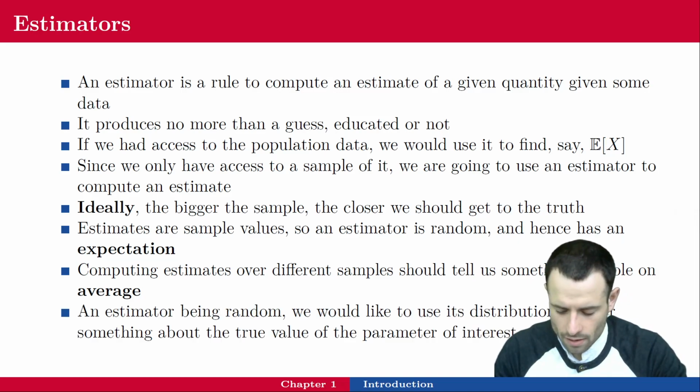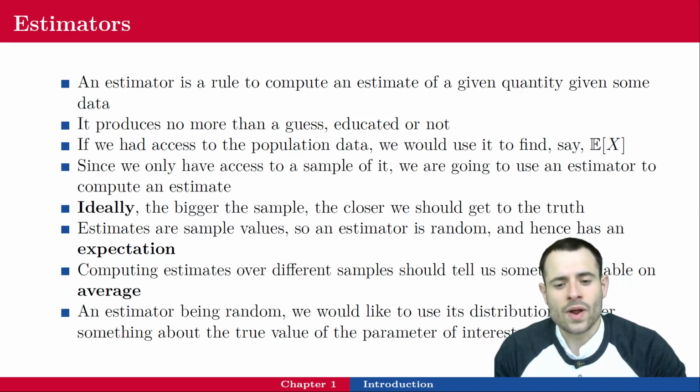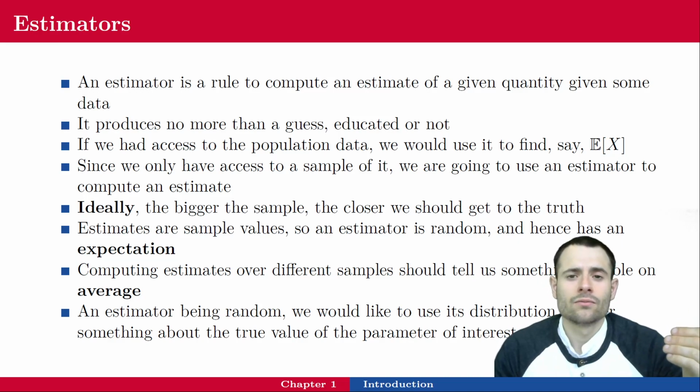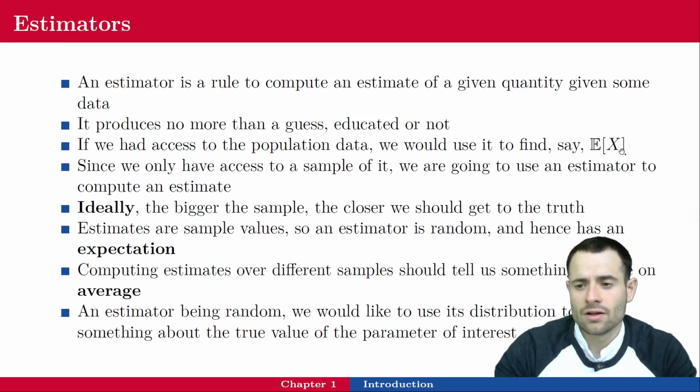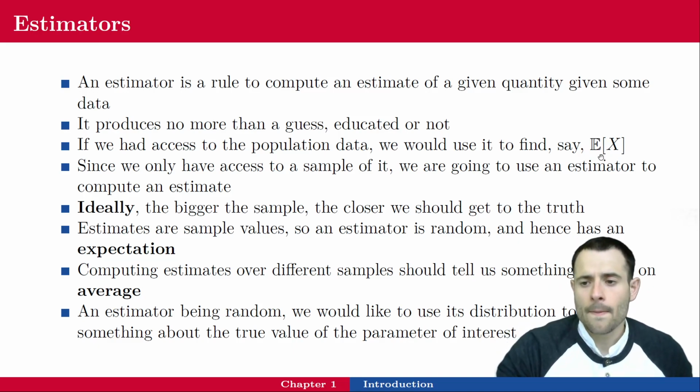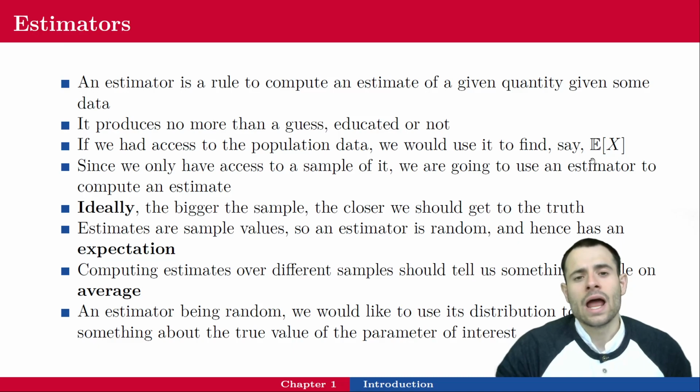Now, since an estimator is random, we would like to use its distribution to infer something about the true value of the parameter of interest. Getting closer and closer is great, but we don't know how much closer we are. However, an estimator has a distribution, and if the distribution contains the true value, E of X, then maybe I can play around with the math to say something about the true number based on my estimates. This is what we call inference or hypothesis testing, which I'm going to get into later in this lecture.